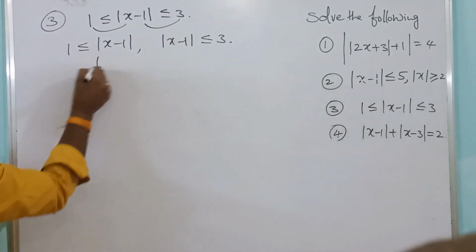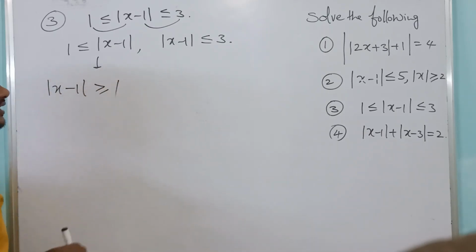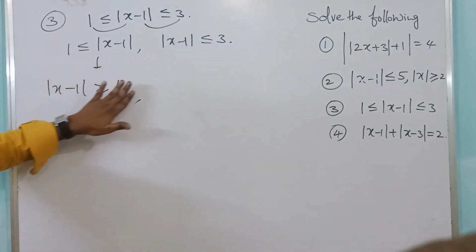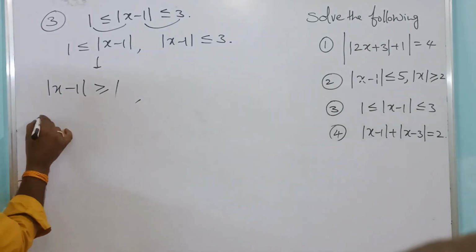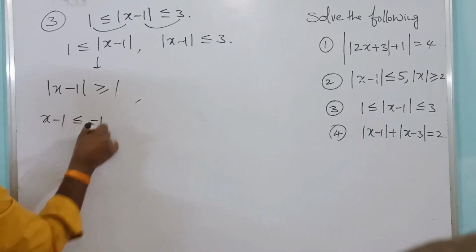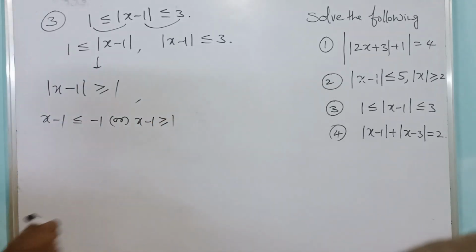Now from this one, modulus of x minus 1 greater than or equal to 1, if you write, again it is in the form of mod x greater than or equal to a. This can be written as x minus 1 less than or equal to minus 1 or x minus 1 greater than or equal to plus 1.